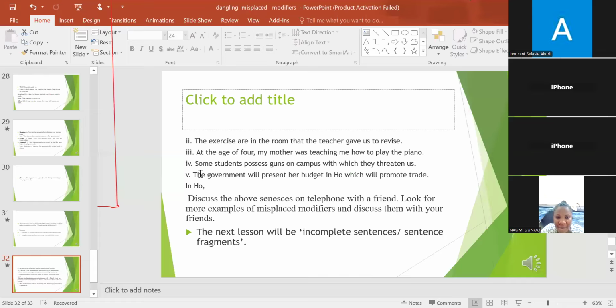Number 3. At the age of 4, my mother was teaching me how to play the piano. And number 3, what is the ambiguity there? My mother was teaching me how to play piano at the age of 4. Number 3, what is the ambiguity there?